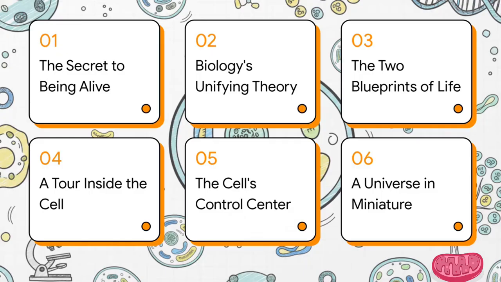So, here's the game plan. First, we're going to tackle the secret to being alive itself. Then we'll get into the big idea that ties all of biology together. After that, we'll look at the two basic designs for life, take a little tour inside a cell, check out its control center, and finally, kind of zoom out to see the whole amazing picture.